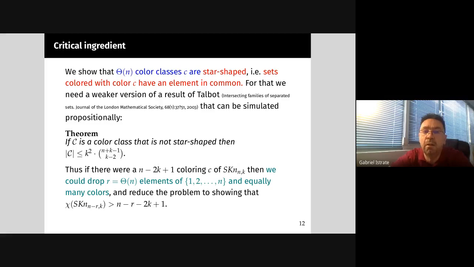And then the proof goes by showing that essentially, if we had an n minus 2k plus 1 coloring of the Schrijver graph with parameters n and k, then we can basically drop theta of n color classes and theta of n elements corresponding to the intersection of those star-shaped color classes. So we have theta of n star-shaped color classes, and that allows us to do a reduction of length log n, which gives us quasi-polynomial Frege proofs.